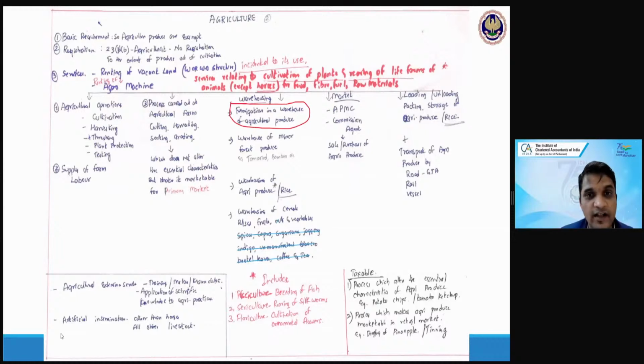Okay, so services relating to cultivation of plants and rearing of live forms of animals except horses. Horse is not treated under the cultivation of animals, because for other animals, when you cultivate, you are using it for agricultural purposes, but horse is mostly for commercial purposes. So except horse, any other animals which you are rearing is treated as an agricultural activity.